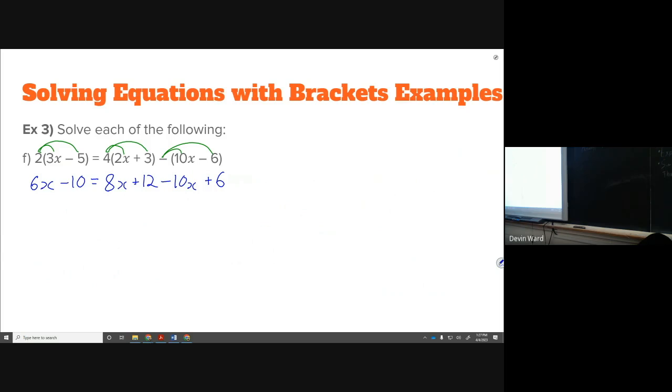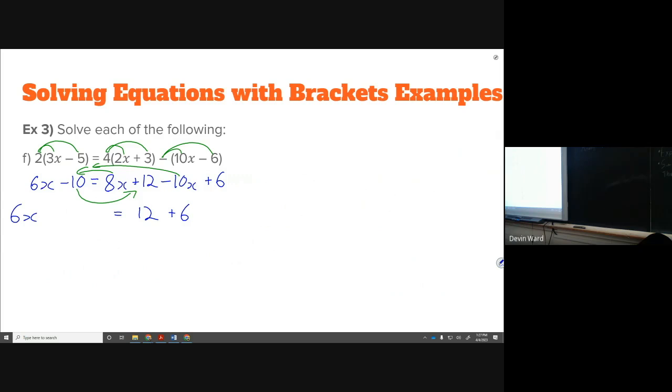Now I have a lot of numbers and letters everywhere, but I'm going to put all my numbers onto the left. The 8x comes over, and so is that negative 10x. This negative 10 joins this number, brethren, on the other side. So I still have 6x on this side of the equation. I will still have my 12, and I'll still have my plus 6.